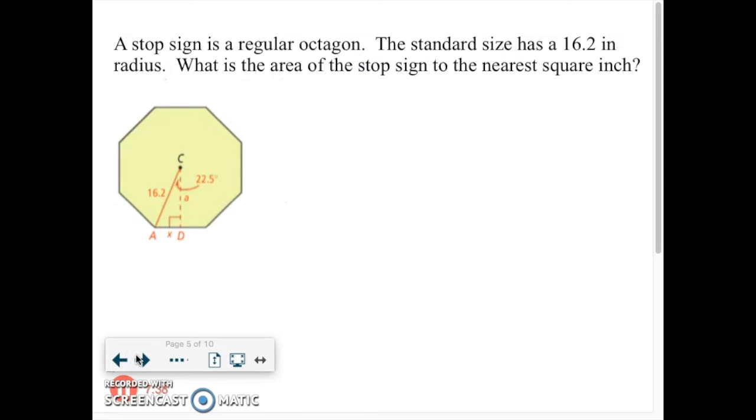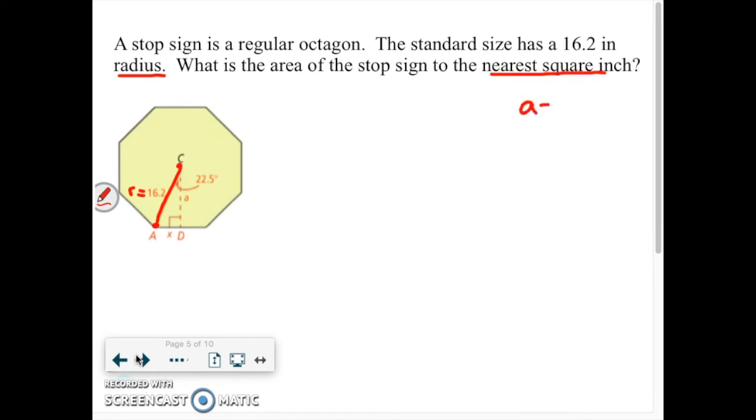All right, so this one is a stop sign. Stop signs are octagons. They have 8 sides. The standard size has a 16.2-inch radius, so they did not give us exactly what we were hoping for this time, because they gave us a radius, meaning they gave us a hypotenuse of a right triangle. So that they gave us 16.2 being a radius this time. They want to know the area of the stop sign to the nearest square inch.